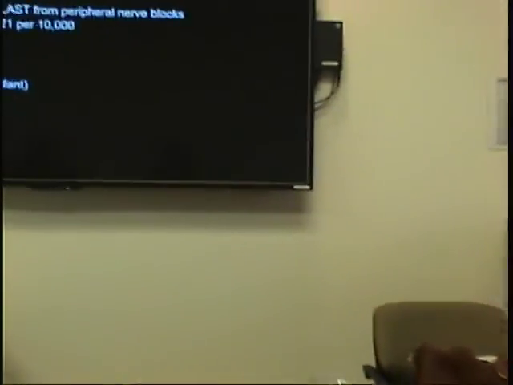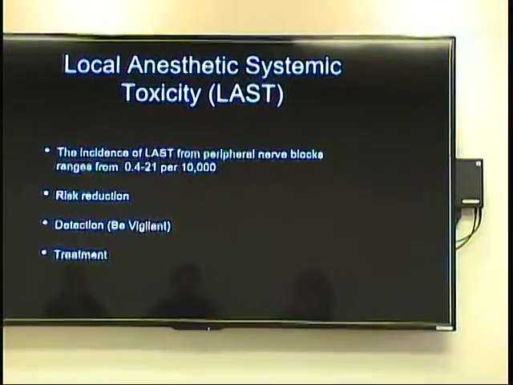I don't mean checklists aren't important. That's not what I'm saying. But the EKG part of it, we weren't even doing that before. So now we're trying to be aware. And that's one of the guidelines from the American Society of Regional Anesthesia, and the ASA guidelines. So that's important. All right. So risk reduction, detection, be vigilant. Treatment.